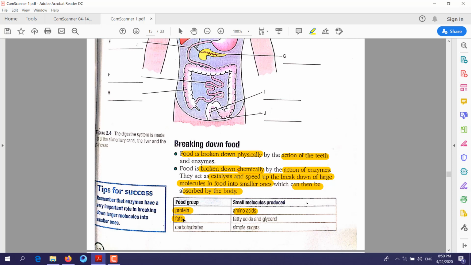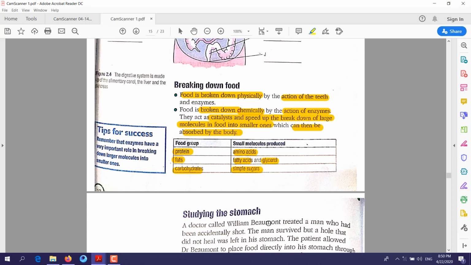Fats are broken down into smaller molecules. What are the smaller molecules of fat? They are fatty acids and glycerol. Same thing with carbohydrates. Carbohydrates are made up of simple sugars. The simplest sugar of carbohydrates is glucose.